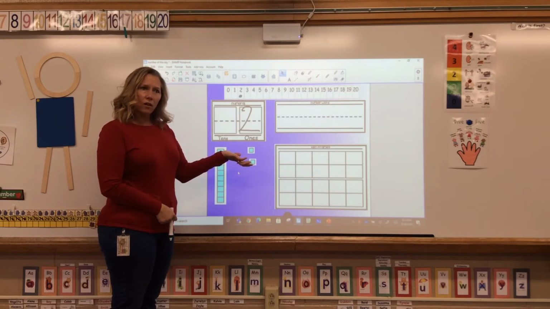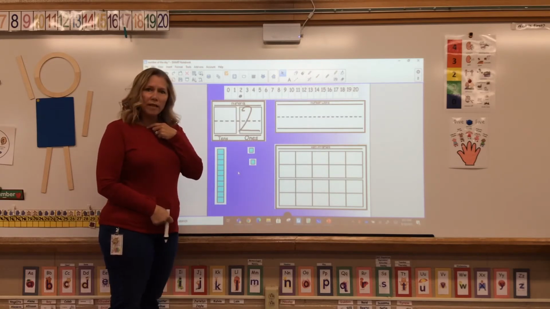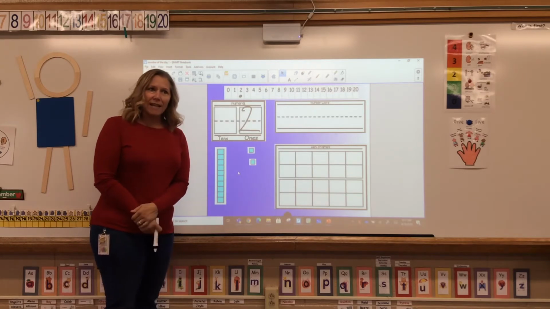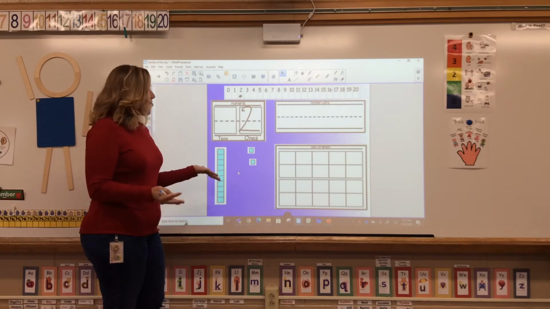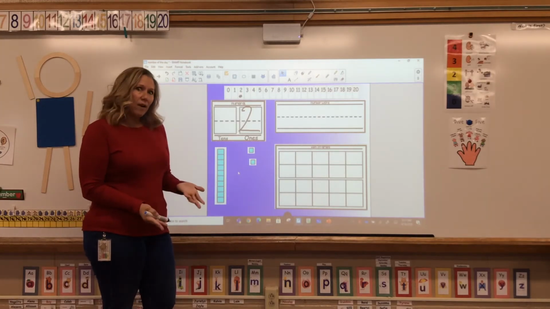Do you know what that's called? That is called subitizing. Can you say that word with me? Subitizing. Good job. That means that you know how many are there without having to count them.